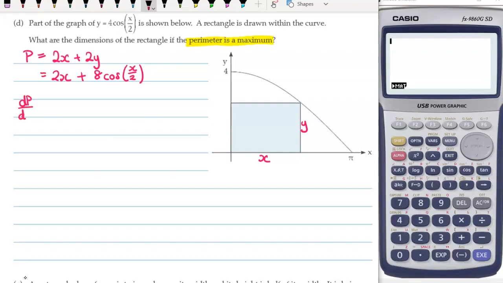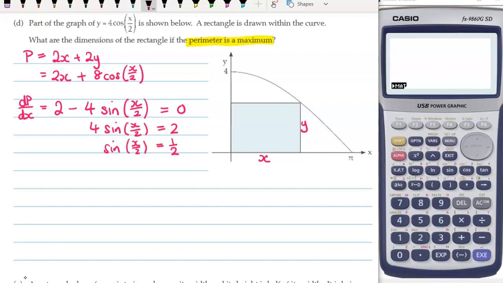So differentiating with respect to x, we've got 2 plus, well, cos differentiates to negative sine, so this will actually become a minus sine function. The inside doesn't change, but we do need to times by the derivative of the inside, which is a half. So that 8 times a half becomes a 4. Now we set that equal to 0, and we will have 4 sine of x over 2 is equal to 2. So sine x over 2 will be equal to a half.